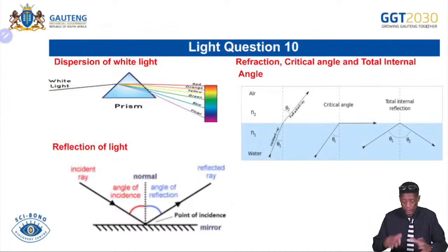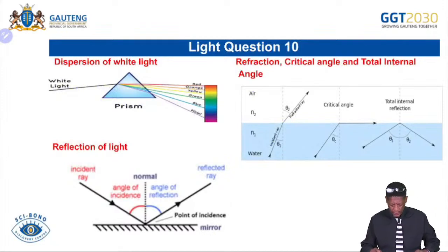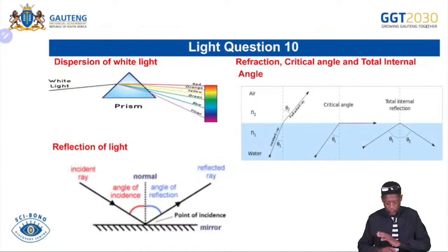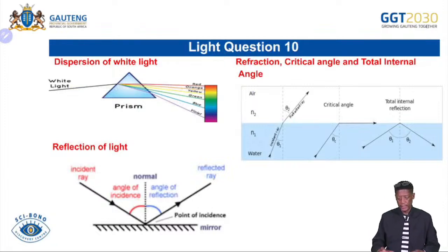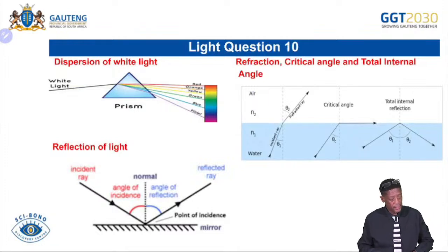The last question, because I've jumped, the time is against us. We have eaten up time. Now, light. I've jumped other questions, then I'm coming to light. This is my last question that I want to do with you. Light, this is very important. This is from paper 2 to paper 1.